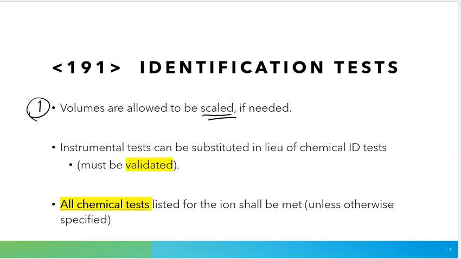If you read that paragraph, number one, they are going to allow you to scale the volumes if needed. Meaning that if the recipe is written to make 100 milliliters of a reagent or 100 milliliters of a sample or whatever the case is, then you can scale that up or down as you see fit based on your company needs. If you don't need to be wasteful and you don't need to make a lot of stuff, then you are more than welcome to double or to halve the things that are listed within the identification test. So volumes are allowed to be scaled if needed. That's a good thing.